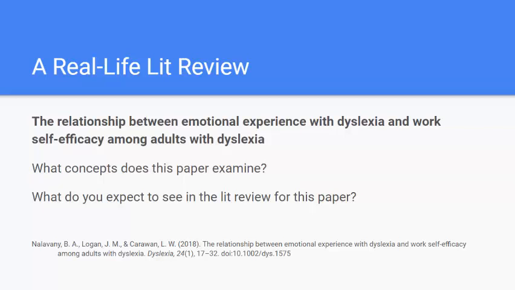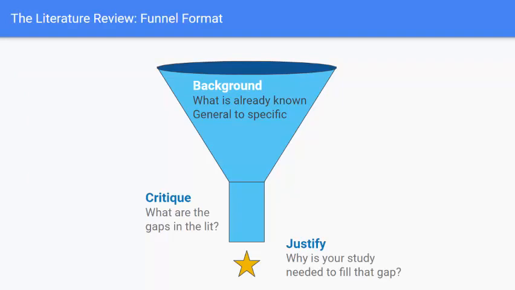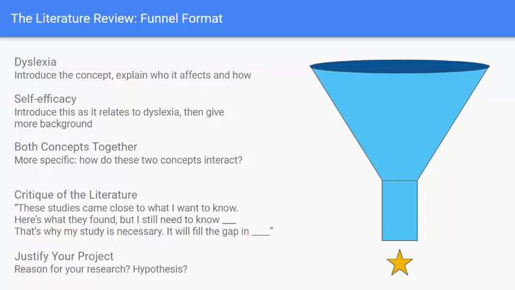So what would you expect to see in the literature review for this paper? Just as a reminder, here's how the literature review might look. So for this paper, I think that you would start out at the top giving background information. You would introduce the idea of dyslexia up at the top. So introduce the concept, you explain who it affects and how.